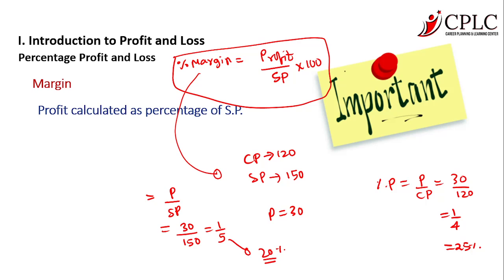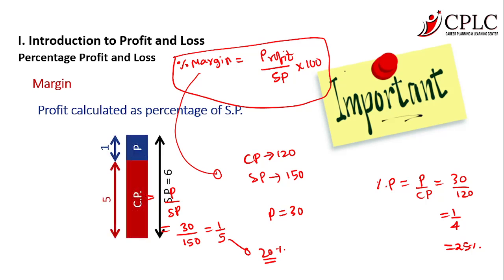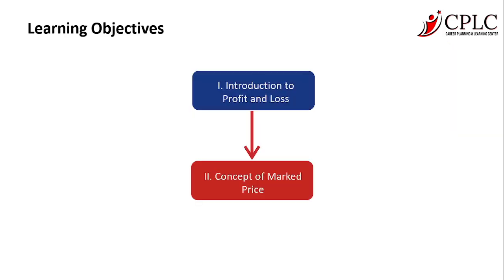So this is how we can figure out what is margin percentage. Do remember this part also. Only a small change in the formula: instead of calculating it on cost price, we are going to calculate it on selling price. That's the difference. So this is the very initial, introductory part: what is margin, what is normal profit, what is normal loss.